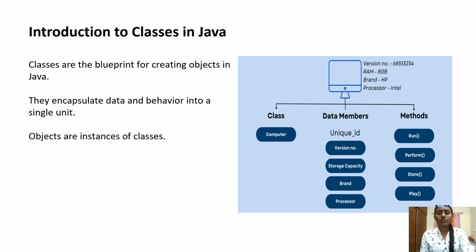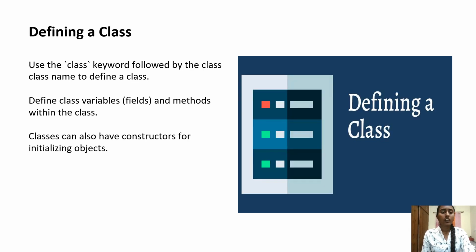Here, the processor will be divided into class, data members, and methods. In class, computer; in data members, version number, storage capacity, etc. Defining a class: a class keyword followed by the class name is used to define a class, and you define class variables and methods within the class. Classes can also have constructors for initializing objects.